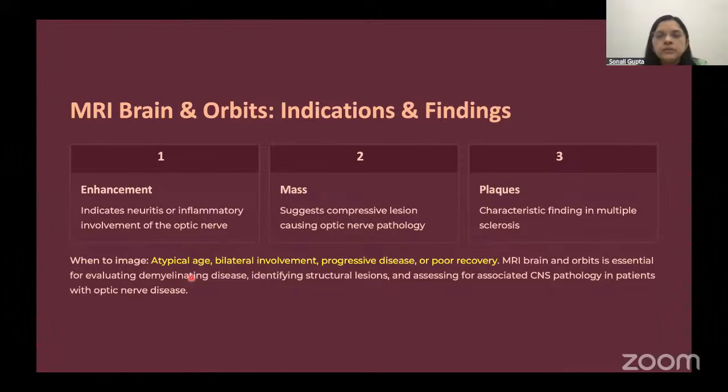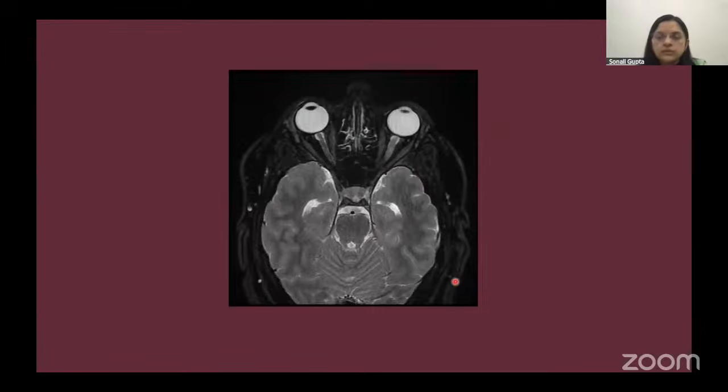So if the age is atypical, that is, a very young or a very old patient, if there is bilateral involvement, progressive disease, or poor recovery, the MRI brain and orbit with contrast is essential. So here we can see that there is post-contrast enhancement of the left optic nerve substance.